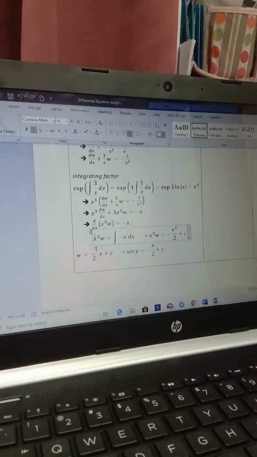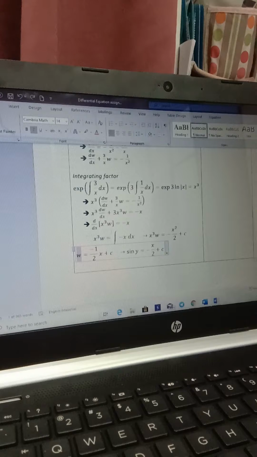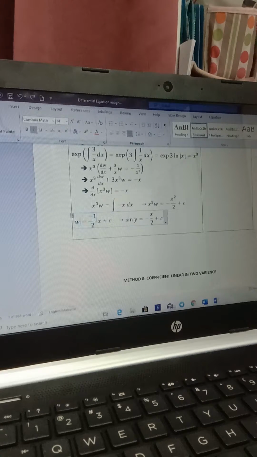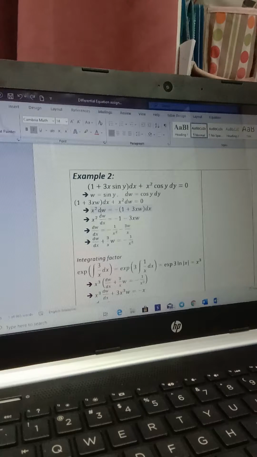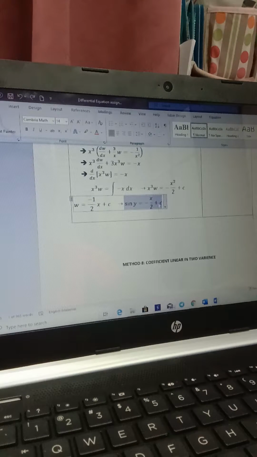Then just integrate and set it equal to c. So we will get w, because we want to solve for w only. Like this, we get (x² - 2 + c) divided by x cubed. Since w is something that we substituted, we change w = sin y, so it looks like this: sin y = -x/2 + c.